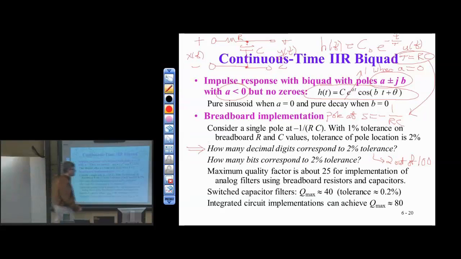So I'm only good to 2 parts out of 100, so I'm only good to 3 decimal digits, and that third digit isn't exactly right all the time. So that's all I get out of breadboard components. And how many bits correspond to 2% tolerance? So I have basically 1 bad bit out of 50. So how many bits could I represent the pole location by? Basically, I want to pick the number of bits so that the last bit has some error in it, but the other bits are good. 6. All right, so 6 bits gives me 64. So I get 3 decimal digits, and I get 6 bits.